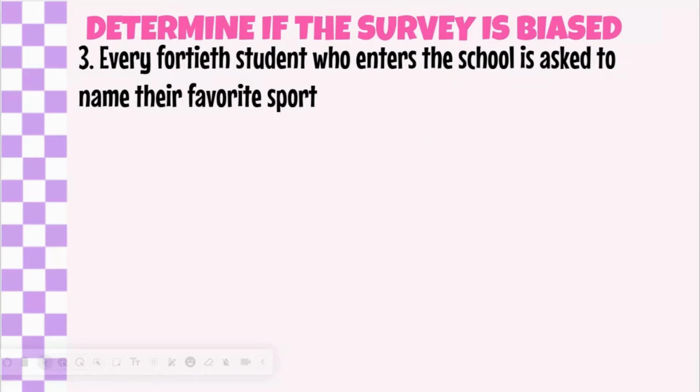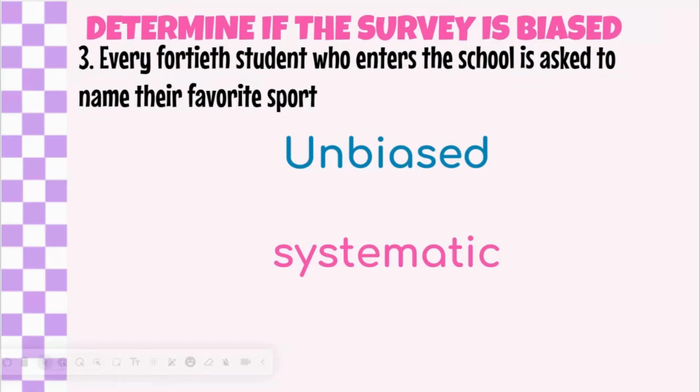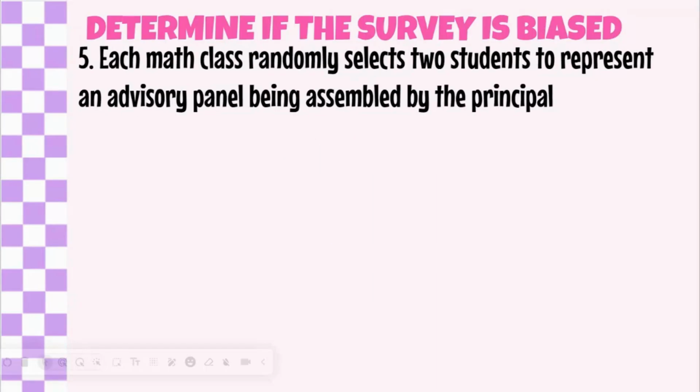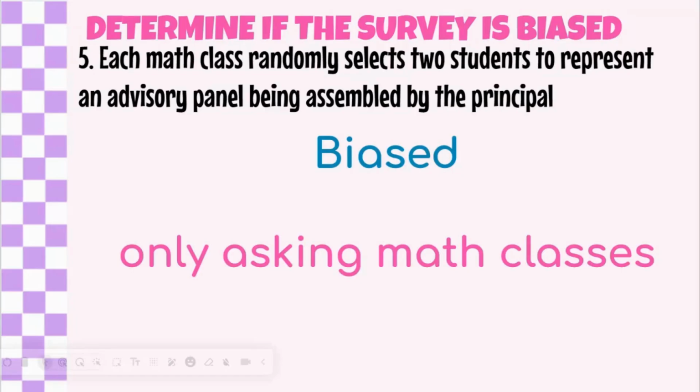Every 40th student who enters the school is asked to name their favorite sport. That is an unbiased way of asking. That's systematic. 100 students are randomly selected to participate in a survey about home computer usage. That is unbiased. Each math class randomly selects 2 students to represent an advisory panel being assembled by the principal. So this is biased because you're only asking math classes. You would have to ask every class in the school and pick 2 people from each of those classes.